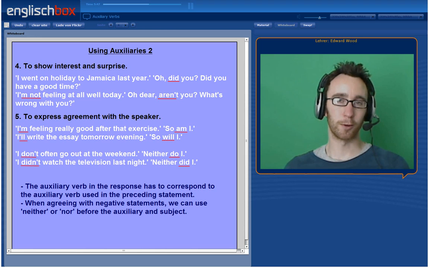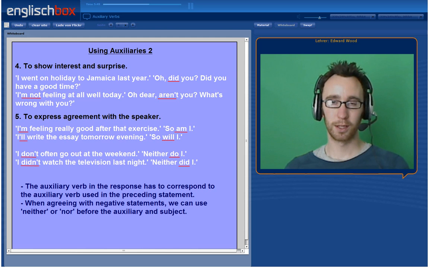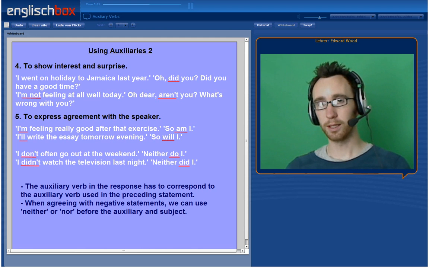So here we have the auxiliaries used in a question form, simply using the auxiliary, positive or negative, and the subject.